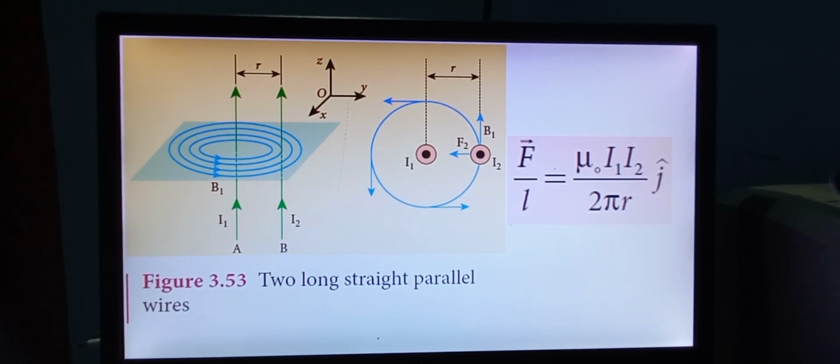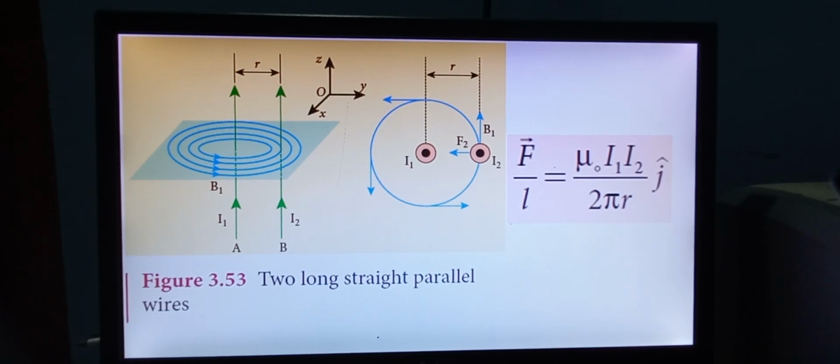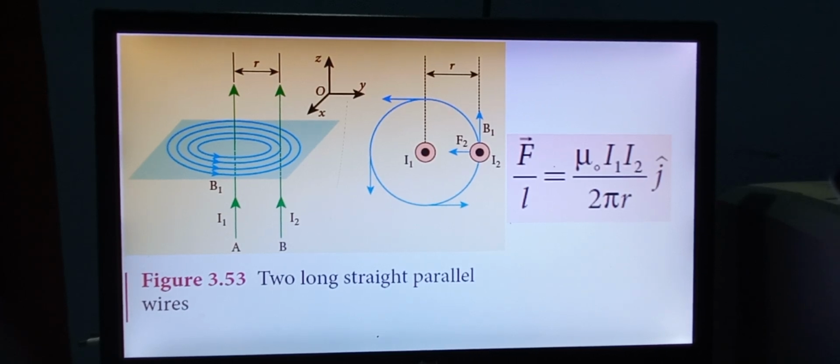Next, two long straight parallel wires. So the diagram, and the formula will be F vector by L will be equal to mu naught I1 I2 by 2 pi r, into j cap.